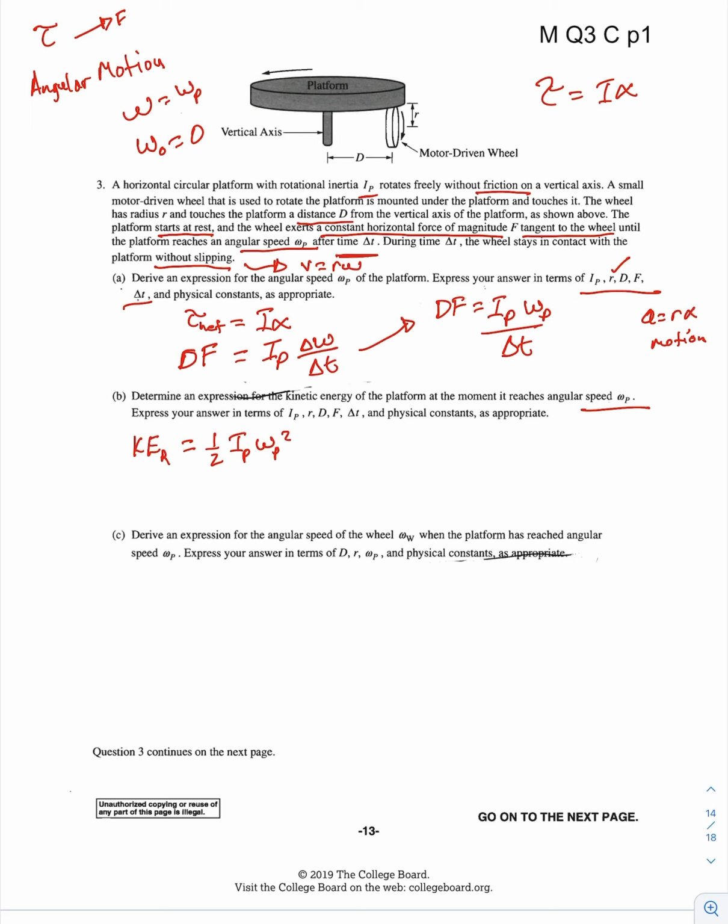Oh, snap. And then I do a quick check. I know IP is IP, and omega p, we just did that. So that would mean I would have to rearrange that stuff and then solve. So that would give me 1/2 IP, and then that would be df delta t over IP squared. And then I cancel out what needs to be cancelled. Sweet. The AP can be giving us these sweet questions.